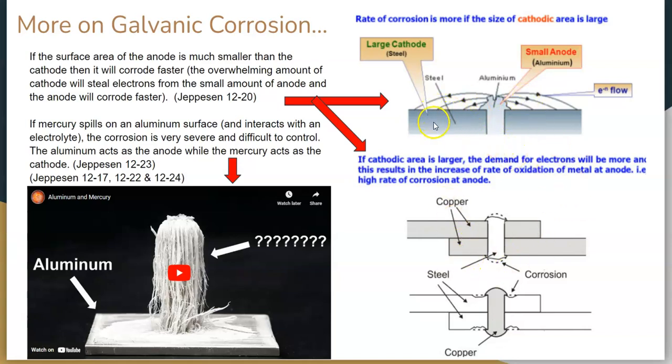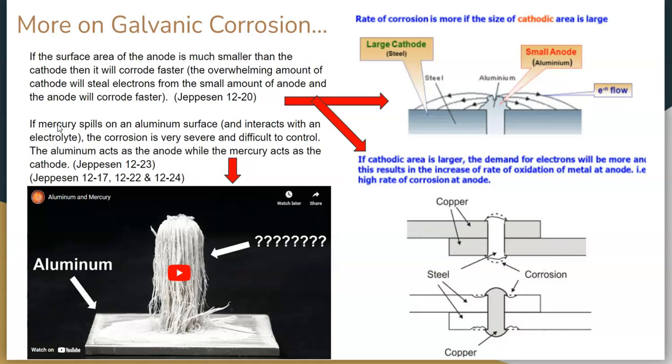Again, what you have right here is a cathode as the sheet metal, and then you have a rivet over here that is the anode. And essentially all the sheet metal around it is eating up the anode, which the rivet is made out of. So again, something important for you to notice.